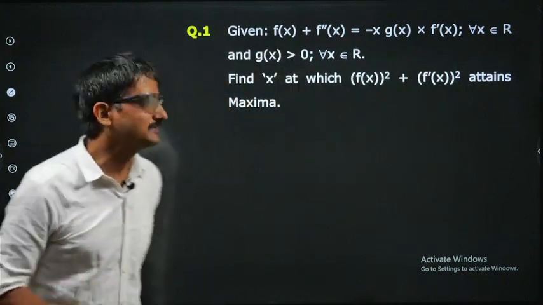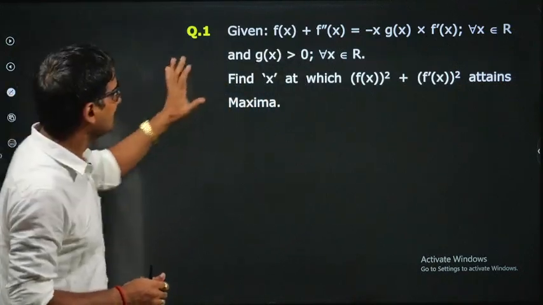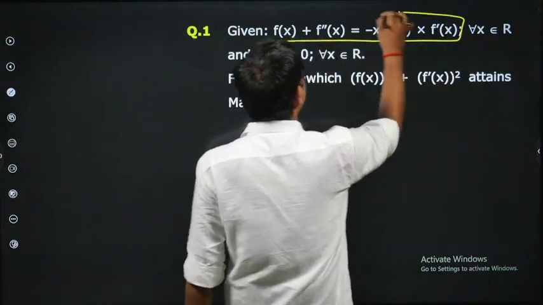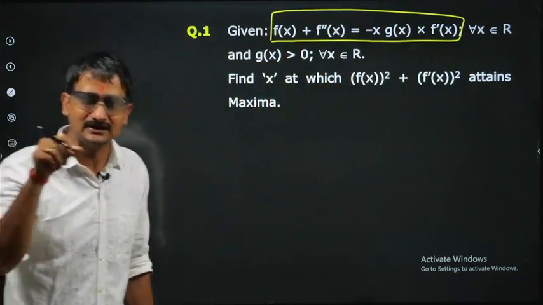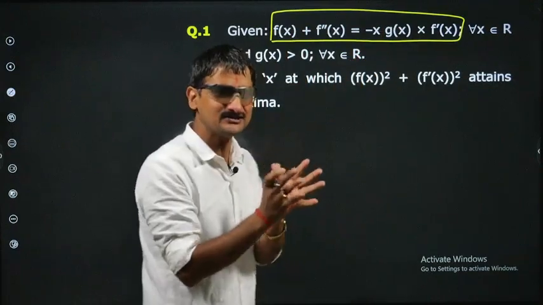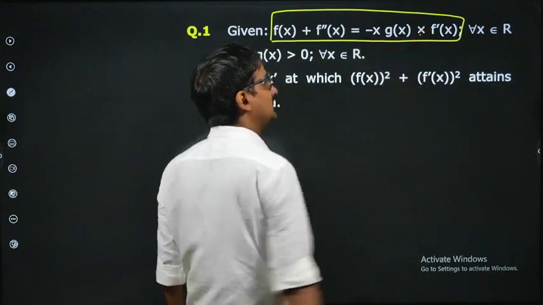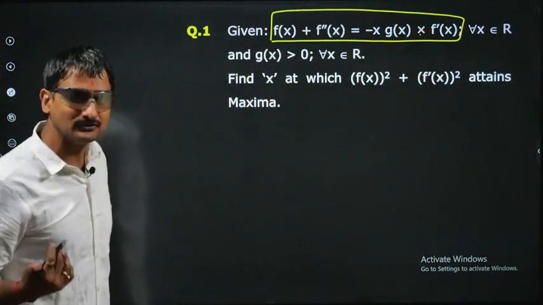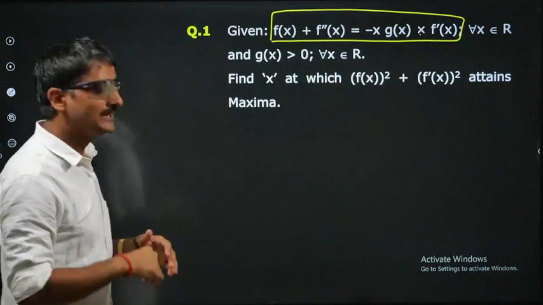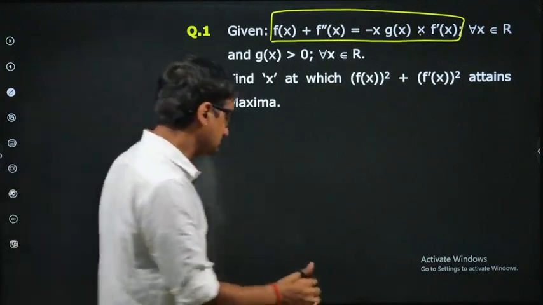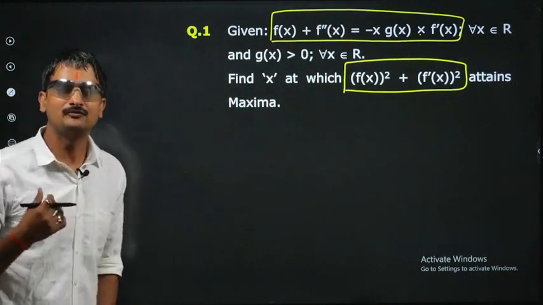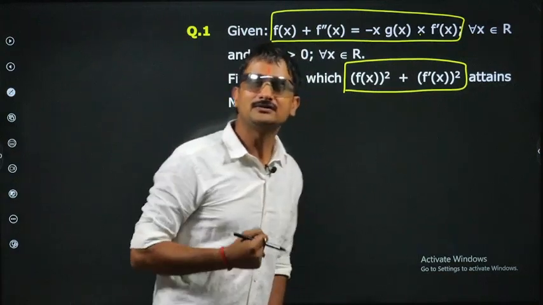So that's the first question which you would have got today. How to approach it? The function is given, the relation is given here: f(x) plus f double dash x is equal to minus x times g(x) times f dash x, where the dot is the sign for product, for all x belonging to R. We are also given that g(x) is greater than 0, always positive for all x belonging to R. Then we have to find the x at which this function attains maxima.